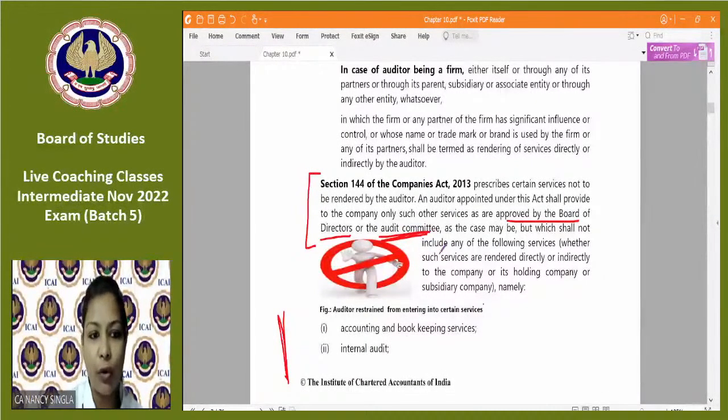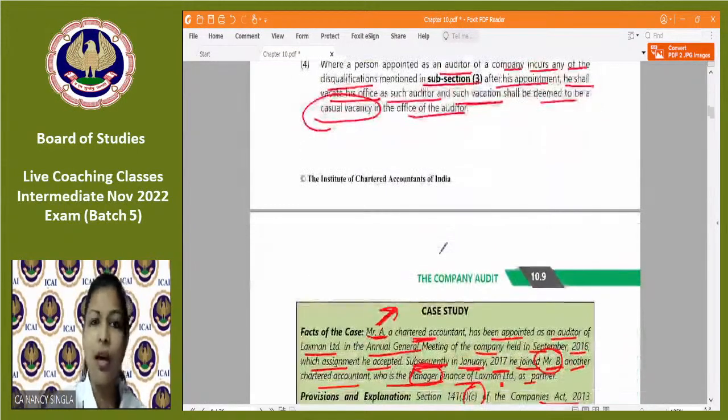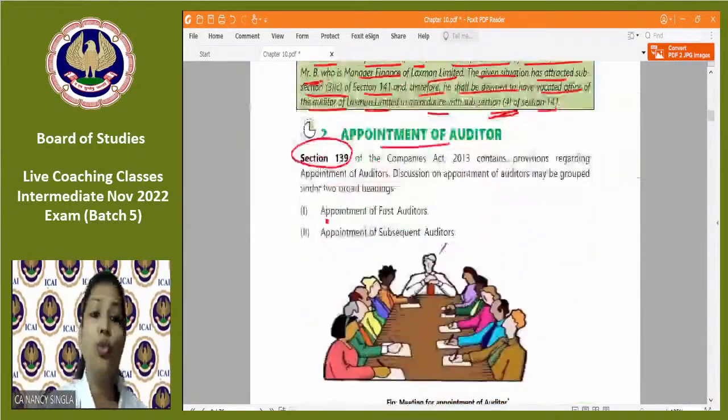और कौन सी सर्विसेज है? अकाउंटिंग, बुक कीपिंग, इंटरनल ऑडिट, डिजाइन इम्प्लीमेंटेशन ऑफ फाइनेंशियल इंफॉर्मेशन सिस्टम, एक्चुरियल सर्विसेज, इन्वेस्टमेंट एडवाइजरी, इन्वेस्टमेंट बैंकिंग, आउटसोर्स फाइनेंशियल सर्विसेज, मैनेजमेंट सर्विसेज एंड एनी अदर काइंड ऑफ सर्विसेज एज मे बी प्रेस्क्राइब्ड। अगर आफ्टर अपॉइंटमेंट ऐसा डिस्क्वालिफिकेशन इनकर हो जाता है तो वकेट कर दो ऑफिस, कैजुअल वैकेंसी हो जाएगी, ठीक है। उसको फिल कैसे करेंगे?